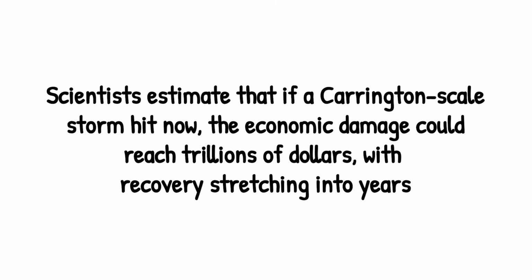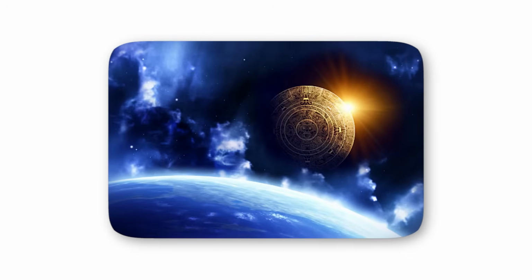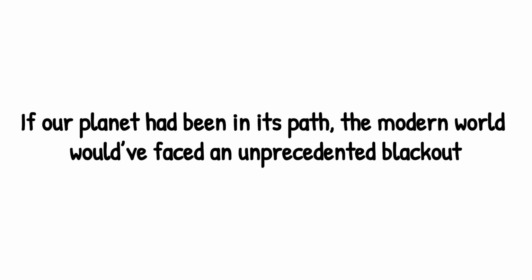Scientists estimate that if a Carrington-scale storm hit now, the economic damage could reach trillions of dollars, with recovery stretching into years. In 2012, we narrowly dodged a repeat, a solar eruption just as massive missed Earth by a matter of days. If our planet had been in its path, the modern world would have faced an unprecedented blackout.